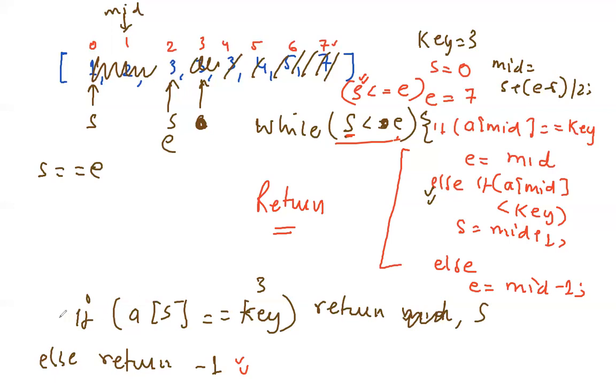So this is to check, if there is only one element, whether that element is the key. If yes, then we'll return that instance. If not, then we'll return -1. This s less than e is how we find the first instance.